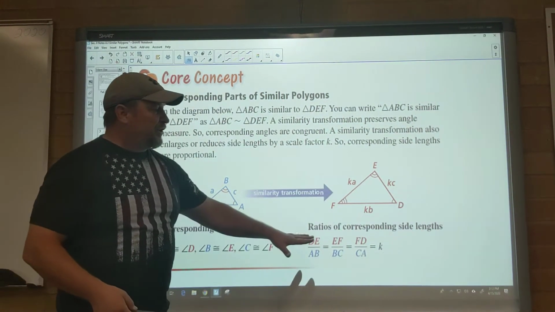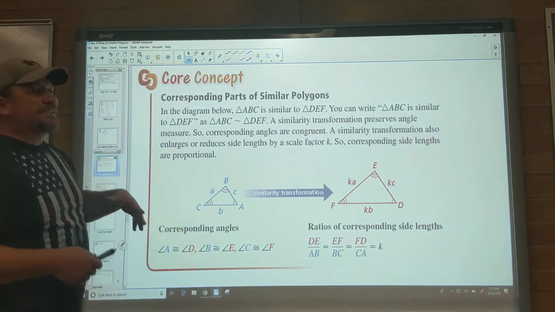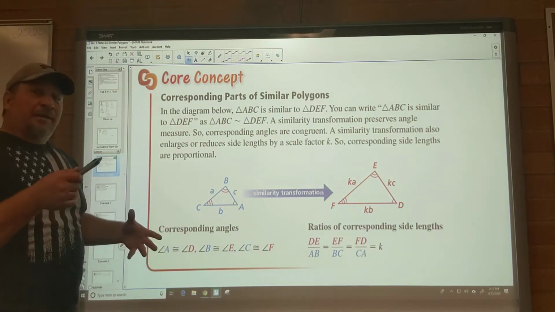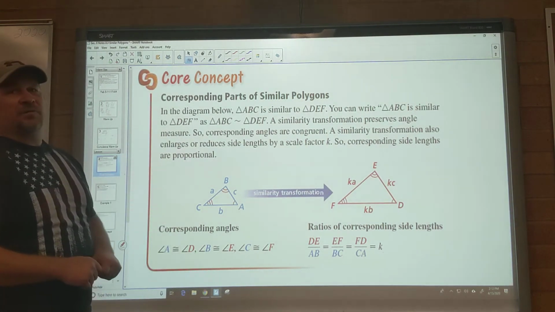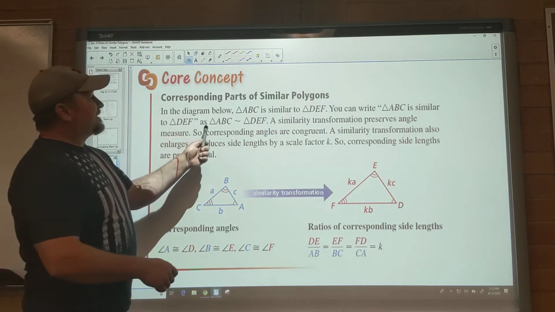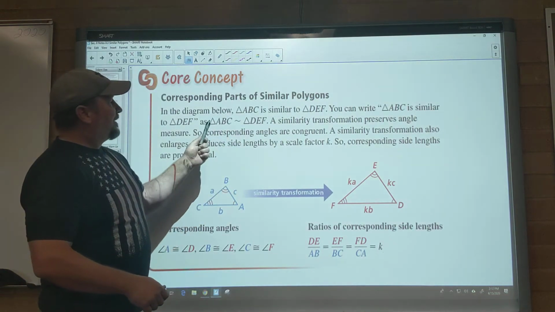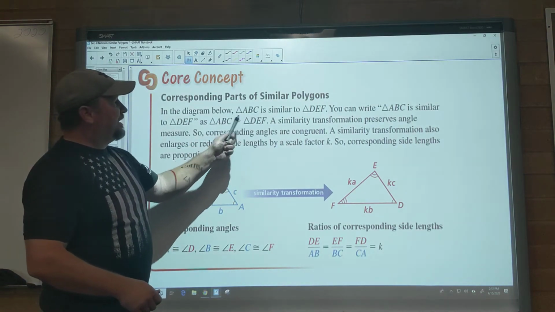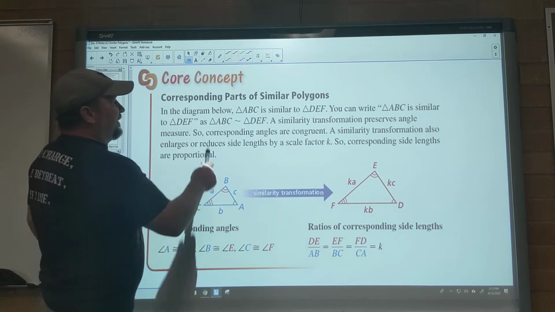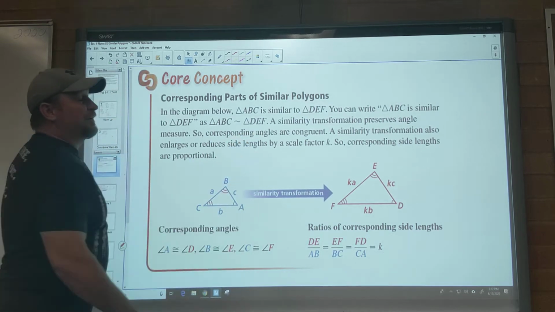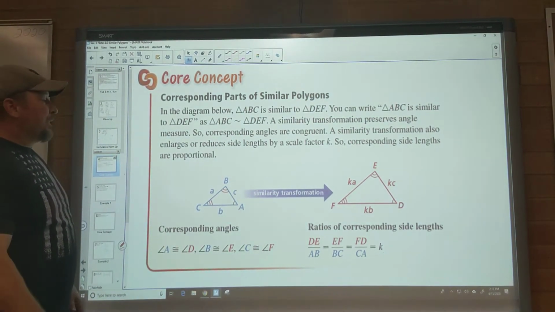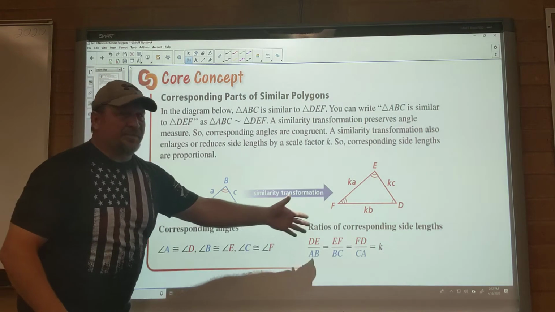Well, what we're going to use is our information of similarity and proportions, which means fraction equals a fraction, to help us set up and solve these problems. This is a similarity statement. Notice A goes with D, B goes with E, C goes with F, and then AB goes with DE, BC goes with EF, AC goes with DF. You have to kind of follow those letters along. And that's how we start learning to set up the stuff.